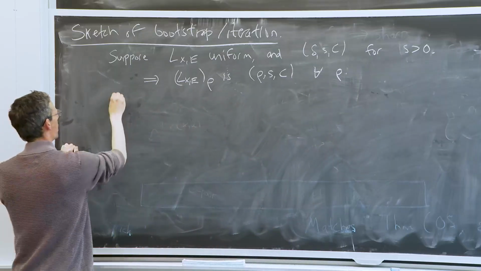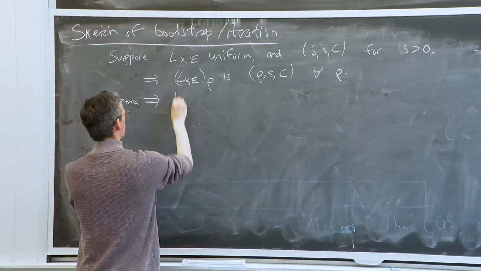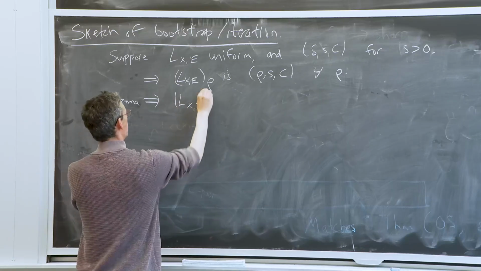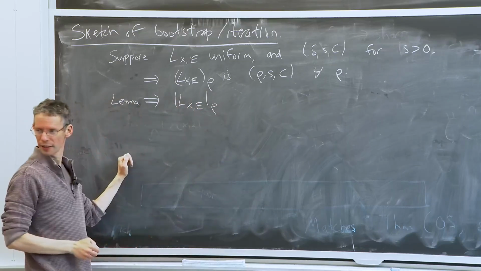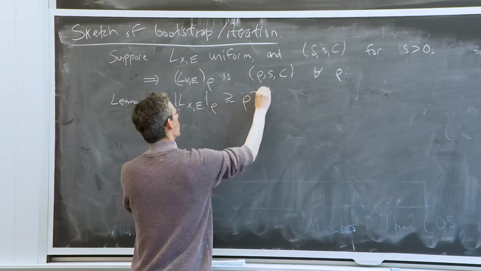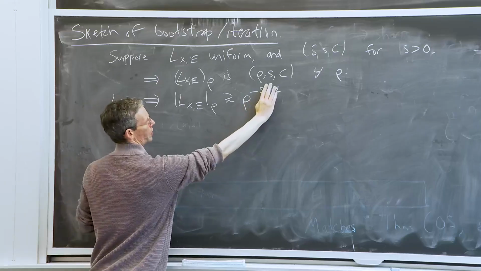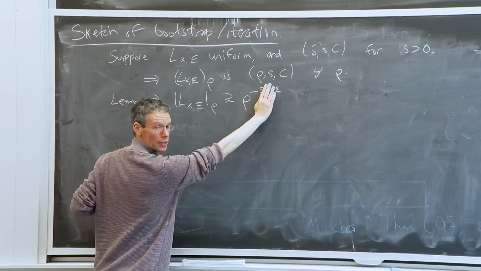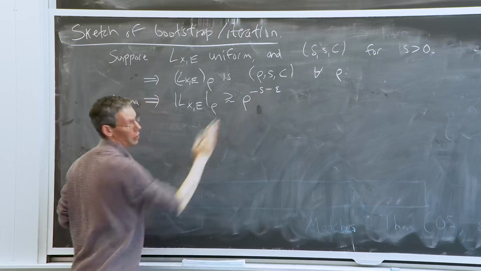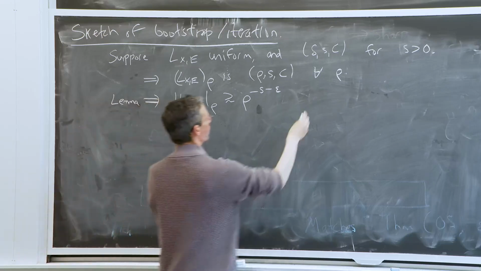And now we can apply our lemma. The lemma tells us that the cardinality of LXE, the rho covering number of LXE, is at least rho to the minus s minus epsilon. So rho to the minus s is what we get just from being a rho SC set, but actually it has to be a little bit bigger than that by our lemma. And that's true for every rho.